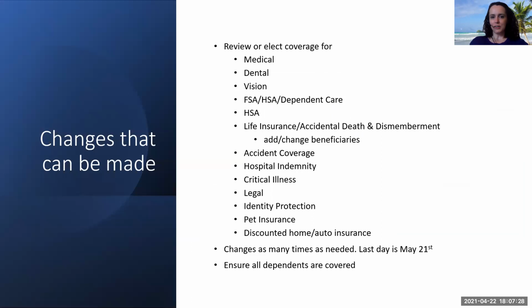I listed a bunch of different changes that can be made during open enrollment. Ton of different ones. There are some that you can make during the year at any time, like the HSA, you can change that amount anytime. You can change your beneficiaries anytime, identity protection, pet insurance, home or auto insurance. Those you can change at any time. We want you to make sure that all your dependents are on your insurance that you want. And we also want you to make sure that your beneficiaries are up to date and correct. Any changes you want to make are until May 21st, which is the last day.